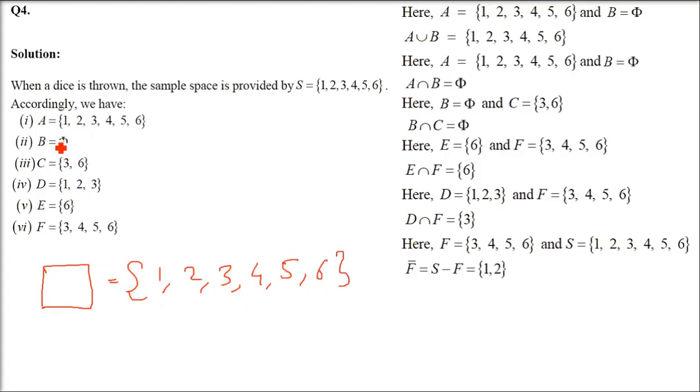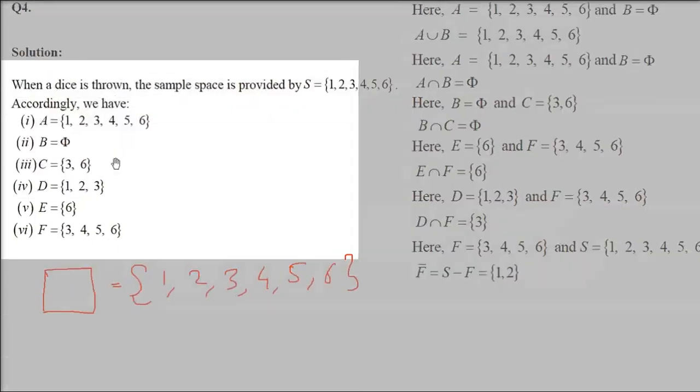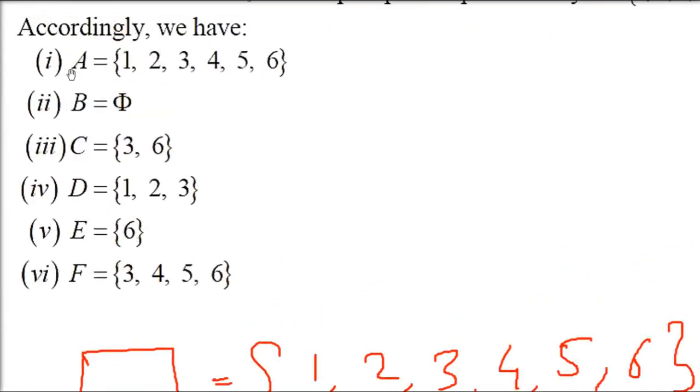Now A is saying, A is getting a number less than 7. So 1 to 6, all numbers are less than 7. 1, 2, 3, 4, 5, 6, all are less than 7. So A is 1 to 6. Just have to write 1 to 6. 1, 2, 3, 4, 5, 6. Below 7 is every number.